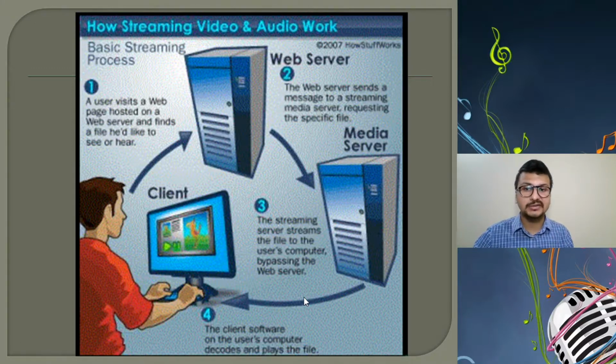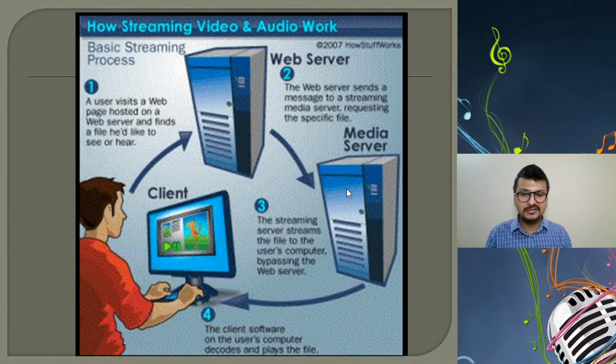So first he accesses the server. Second, the web server sends a message to a streaming media server requesting the particular specific file that is requested by the client or the listener. Then the third step is the media server. That's the main important thing. The server is everything. The streaming server streams the particular file to the user's computer, bypassing the web server. So when it is requested, the server passes those particular files as required.